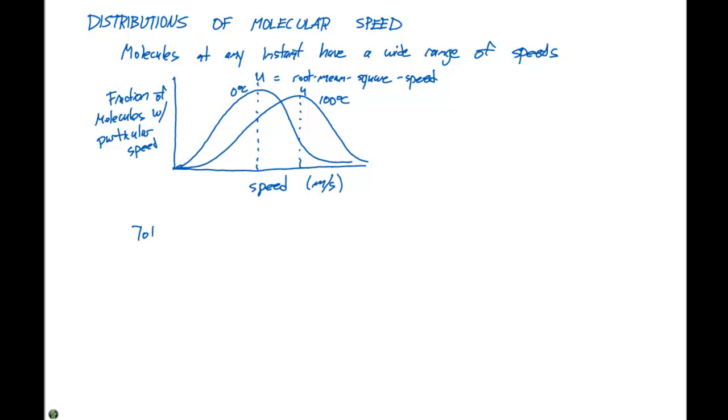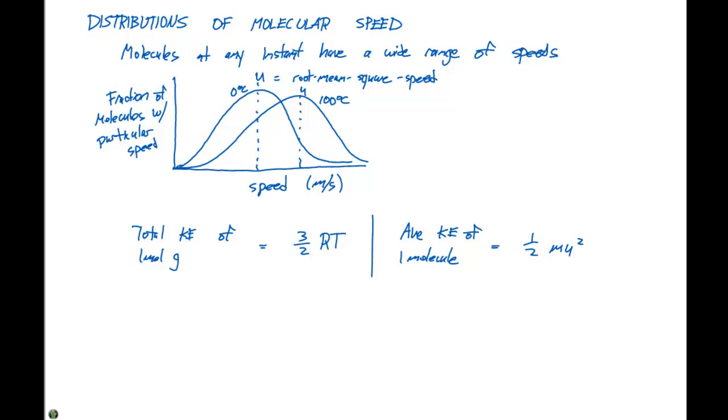So we can represent the total kinetic energy of 1 mole of a gas as equal to 3/2 R times T. And remember that R is a constant, so our kinetic energy here is directly proportional to the temperature. We also know that the average kinetic energy of one molecule can be represented as 1/2 m times u squared, where u is the root mean square speed.